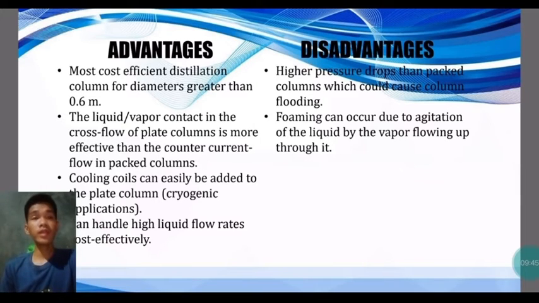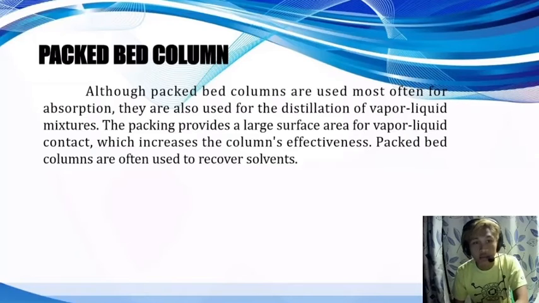The disadvantages of a plate or tray column are: first, higher pressure drops than packed columns, which could cause some column flooding. And foaming can occur due to agitation of the liquid by the vapor flowing up through it. Okay, let's now proceed to packed bed column.